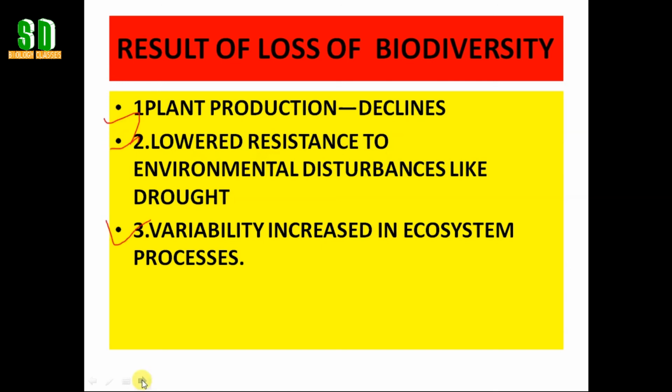So students, from here we have learned about the results of loss of biodiversity. In the next video, we will know about the causes of biodiversity loss. There are almost 4 causes, which are called the Evil Quartet. So in the next video, we will know about the Evil Quartet.